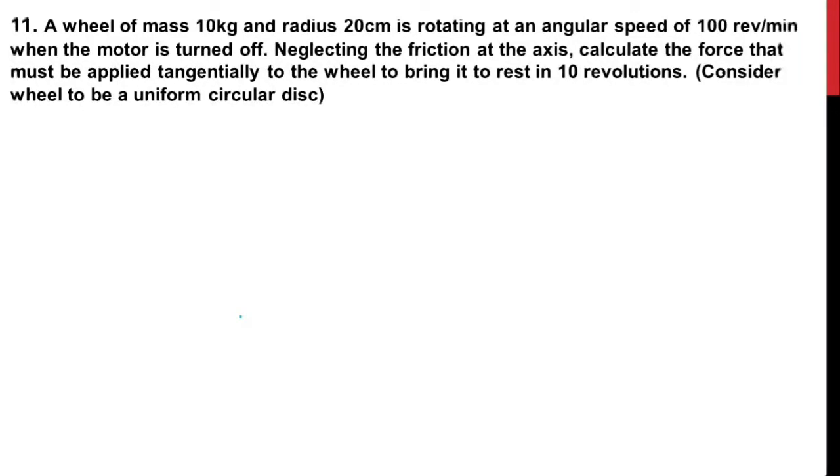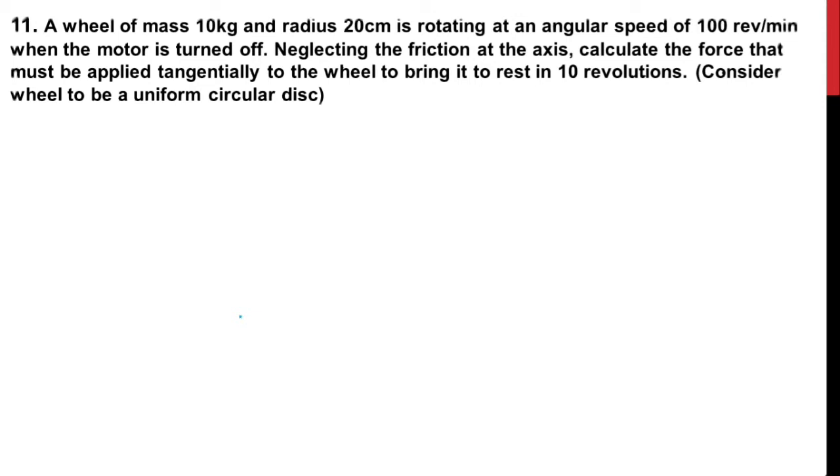Hello everyone. A wheel of mass 10 kg and radius 20 cm is rotating at an angular speed of 100 revolutions per minute. When the motor is turned off, neglecting the friction at the axis, calculate the force that must be applied tangentially to the wheel to bring it to rest in 10 revolutions. So now you can look at the question here.